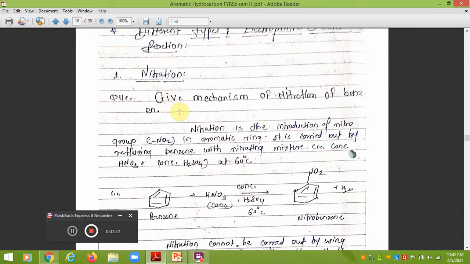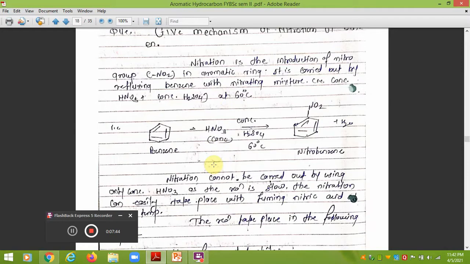The first one is nitration. Actually nitration is the introduction of a nitro group in the aromatic ring, in which one of the hydrogens of the benzene ring is replaced by means of a nitro group. It is carried out by refluxing benzene with the nitrating mixture, that is concentrated HNO3 and concentrated sulfuric acid, at 60 degrees Celsius.